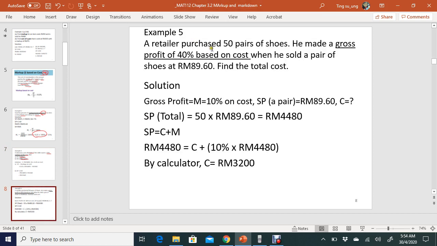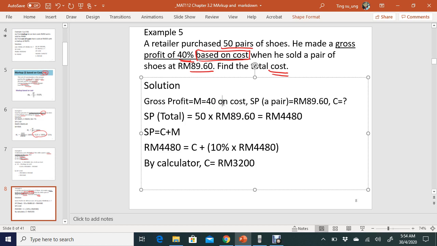So a retailer purchased 50 pairs of shoes. He made a gross profit of 40% based on cost. So please highlight that. When he sold a pair of shoes at 89.60, find the total cost. So first of all, you need to know, so what will you have? 40% on cost.